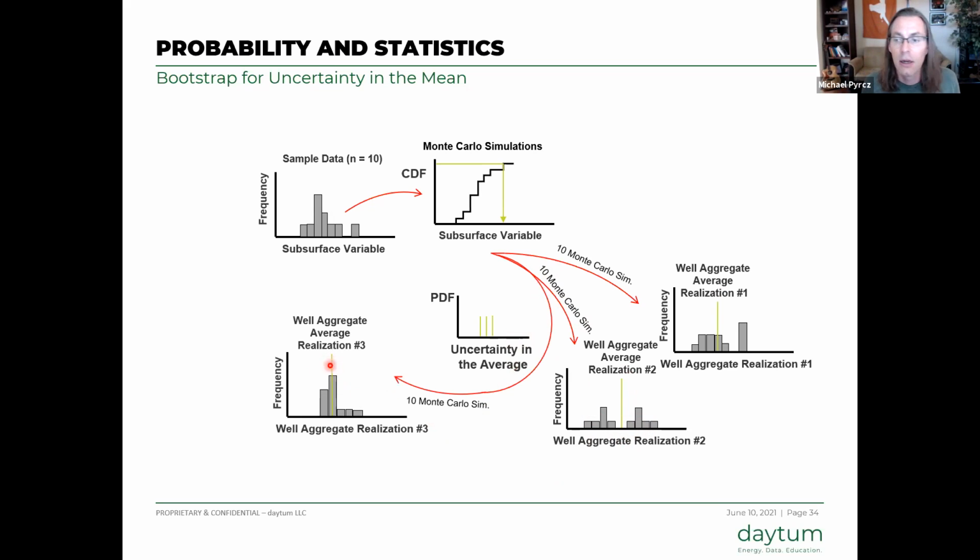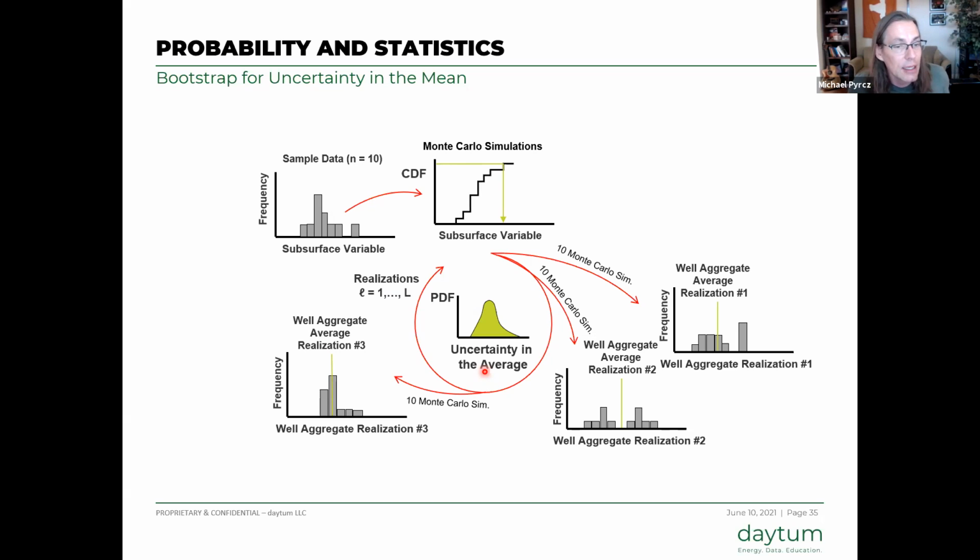Repeat, repeat, repeat. If you do that L realizations times. So remember this is nested. You've got N Monte Carlo simulations, L times. And every time you got an L, you're going to calculate the statistic, the realization, and put it in a distribution. That is the uncertainty in the statistic, the average in this case. Okay, questions, comments? Yeah, I do appreciate the question about jackknife.